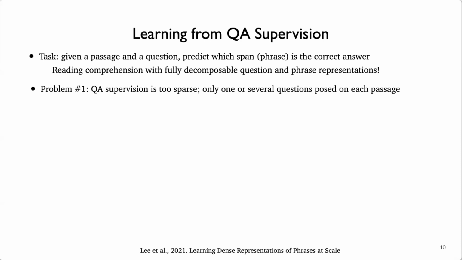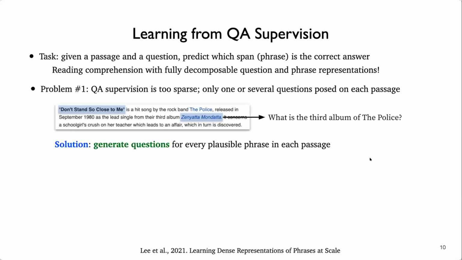The first challenge we want to solve is that we found the question answering supervision is too sparse. That means there is only one or very few questions posed on each passage. Our solution is very simple. We generate more questions for every plausible phrase in each passage. For example, this phrase is the name of this album, so we generate a question such as, what is the third album of the Police, and this phrase is the answer to this question.